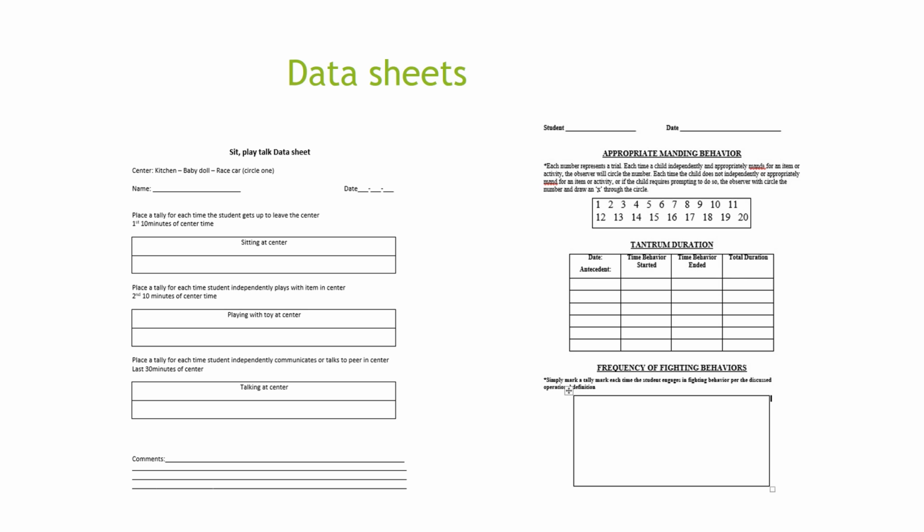To the right side is the problem behavior and manding behavior data sheet. This will allow us to keep track of how often a tantrum occurs, or how long a tantrum occurs, as well as the frequency of fighting behaviors, and each time the child independently or appropriately requests an item or an activity. We will train all of you on how to use these data sheets correctly, as well as provide them for you during the intervention.